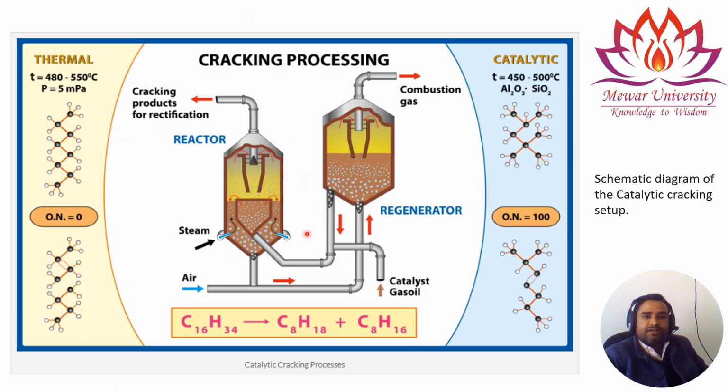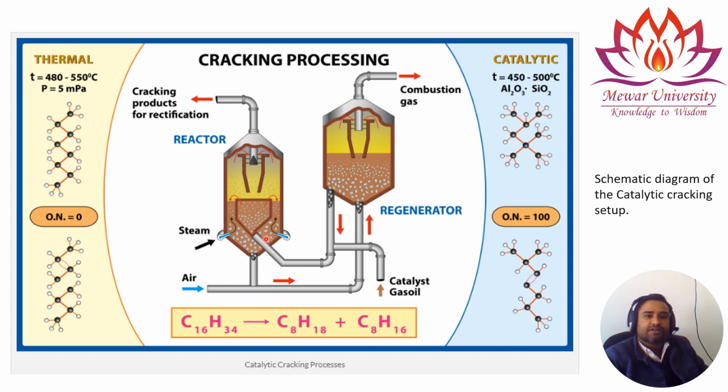Here we have shown a schematic diagram of a catalytic cracking setup. You can see the temperature range is 480 to 550 degrees centigrade and the pressure is 5 megapascal. This is the heavier hydrocarbon chain shown in the diagram. Here you see the cracking product for rectification. This is a reactor, into which we are sending the cracking product. This is steam and this is air.